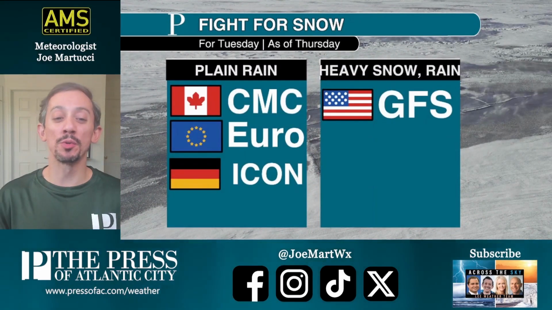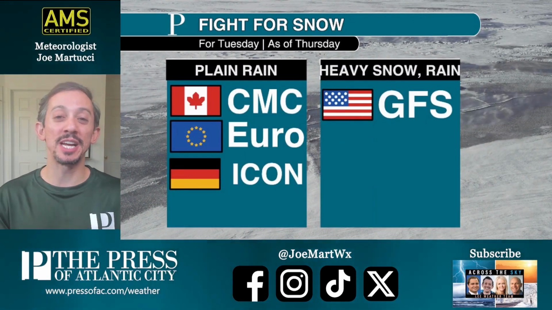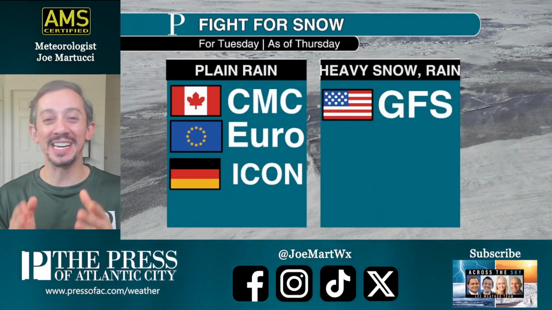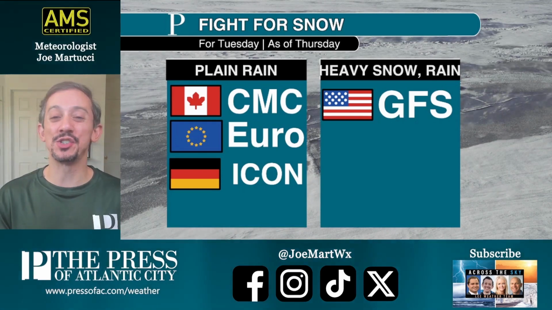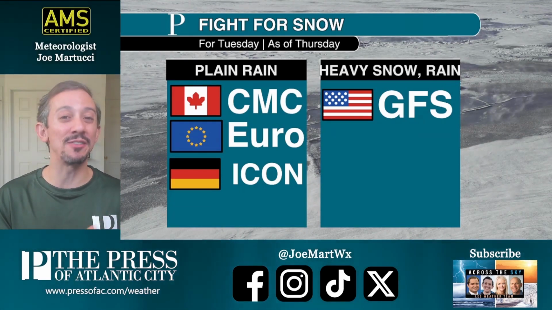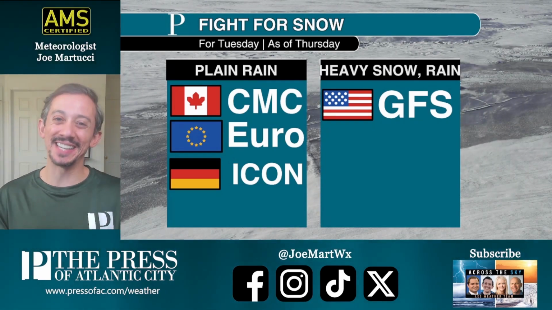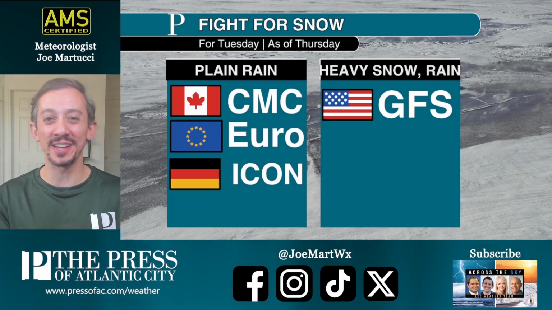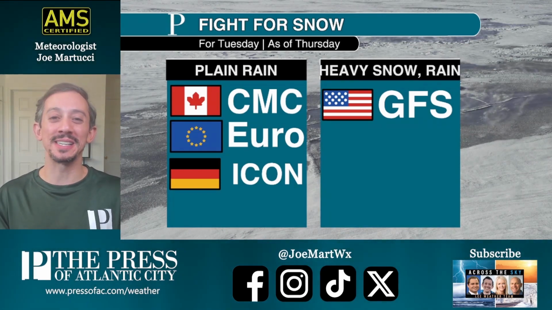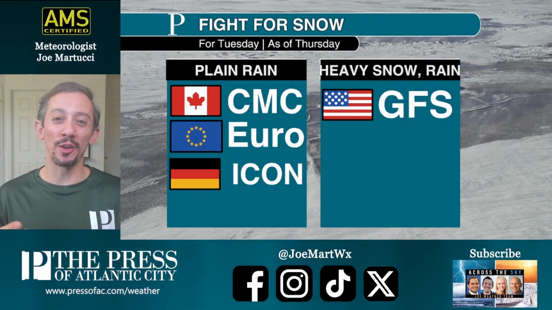All the major computer models are showing some precipitation for us. It's the U.S. against the world. The United States' GFS model saying, hey, we can see that heavy snow mixing with rain. The other computer models saying plain rain. I tend to lean in the world category with this. I find it hard to believe we're going to see a good amount of snow falling, if any.